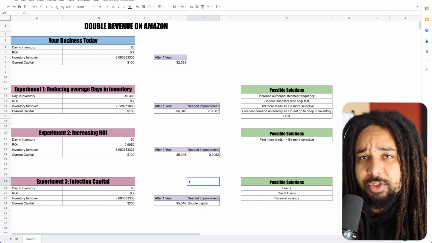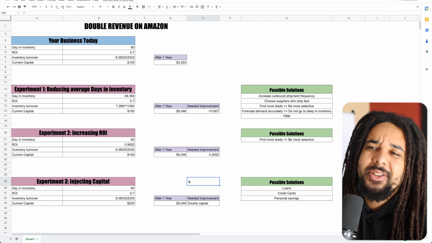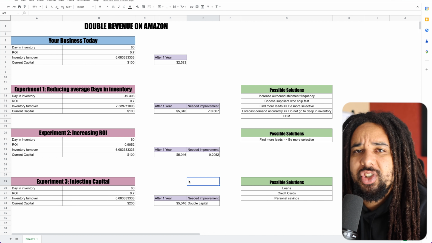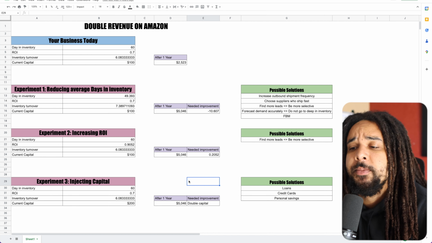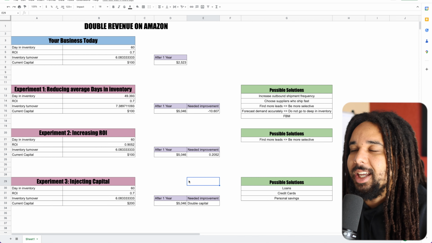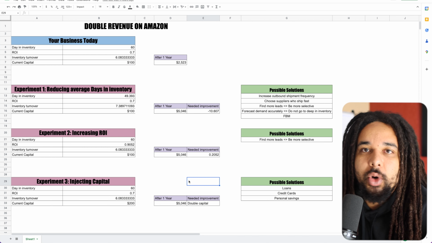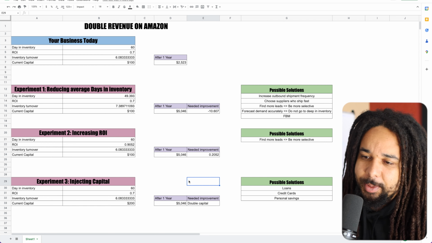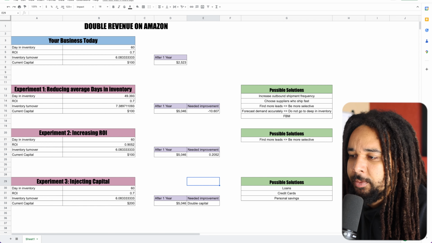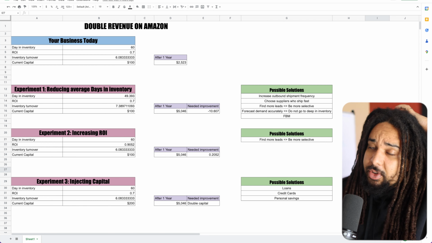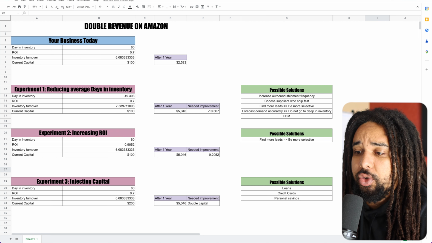So if you have $50,000 in capital, it's not easy. Everybody's not going to be able to inject another $50,000 of capital, right? So instead, you want to put a credit line on your home and stuff like that. But for most people, it is not going to be easy, right? So here's a couple of things that you can do if you want to increase your capital.